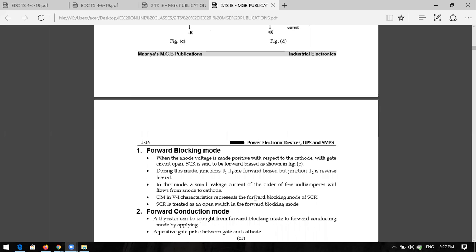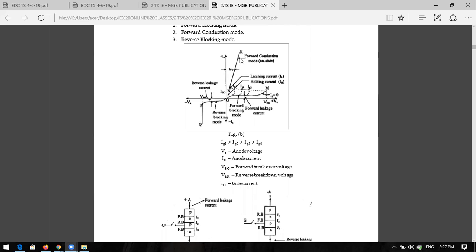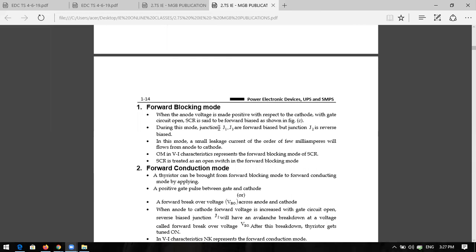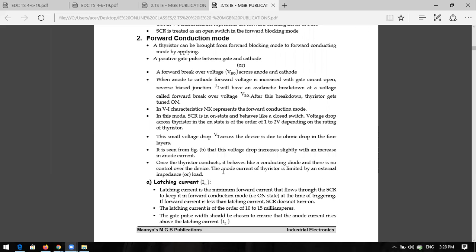What is the forward conduction mode? We already saw the region N2K. N2K is called the forward conduction mode, or the on state. The thyristor can be brought from the forward blocking mode to the forward conduction mode by a positive gate pulse between gate and cathode. In the forward blocking mode, you are not applying any gate pulse; the gate is open circuited. In the forward conduction mode, you have to apply a small gate pulse. This is the first criterion. The second criterion is to turn on the SCR by increasing the forward breakover voltage. Is it clear?